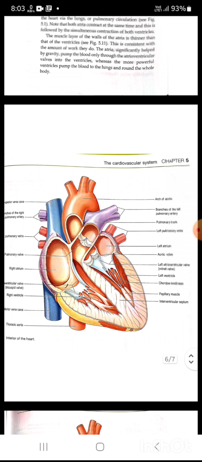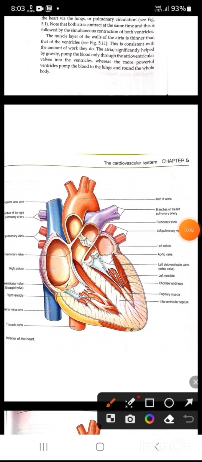Through these, the oxygen rich blood from the lungs is coming into the left atrium. This is the left atrium. So, from the lungs, the oxygen rich blood is coming through the left and right pulmonary veins into the left atrium. So, next, the oxygen rich blood came into the left atrium.